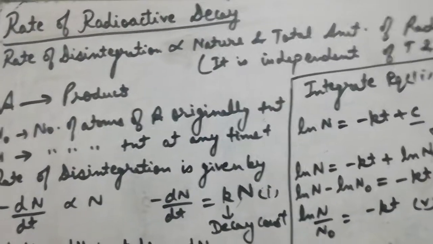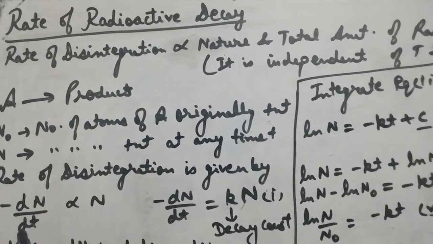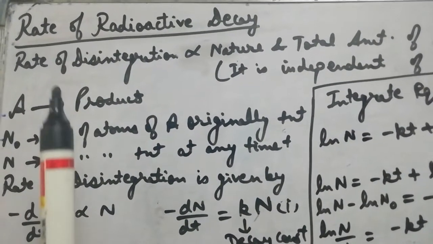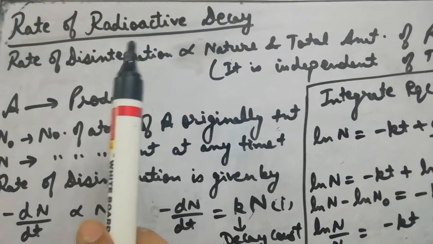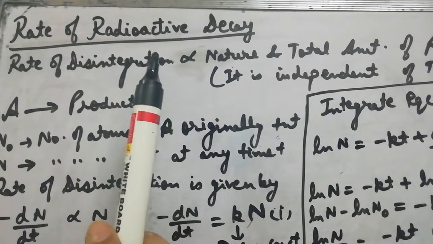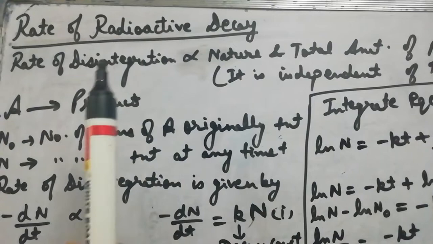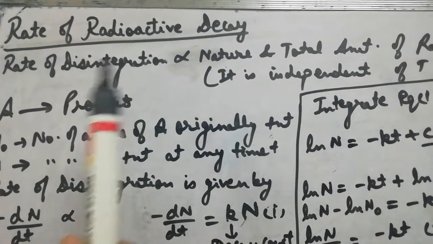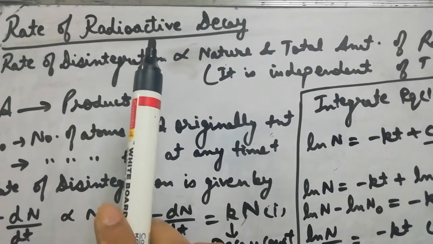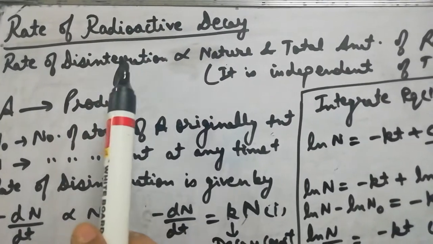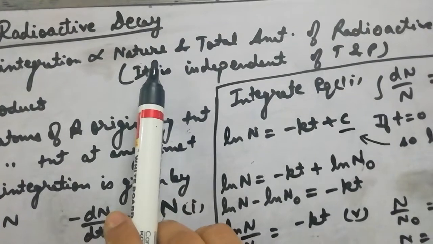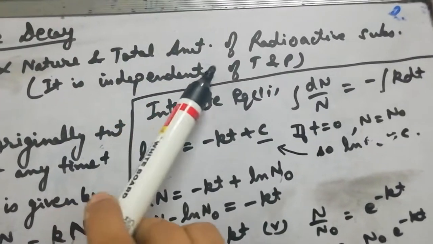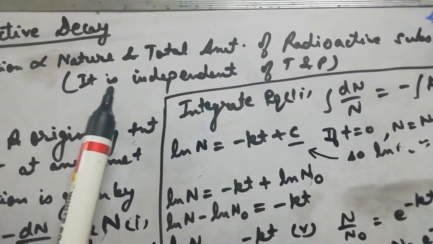So greetings everyone. Welcome to another lecture of chemical kinetics, and in this lecture we will study the rate of radioactive decay. So what is radioactivity? As we all know, radioactivity is the process by which any unstable nucleus loses energy in the form of radiation. And this decay or radioactive disintegration depends directly upon the nature of the radioactive substance and the total amount of radioactive substance. And this radioactivity is independent of temperature and pressure.